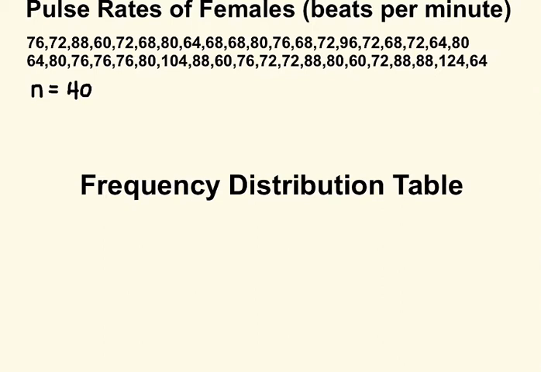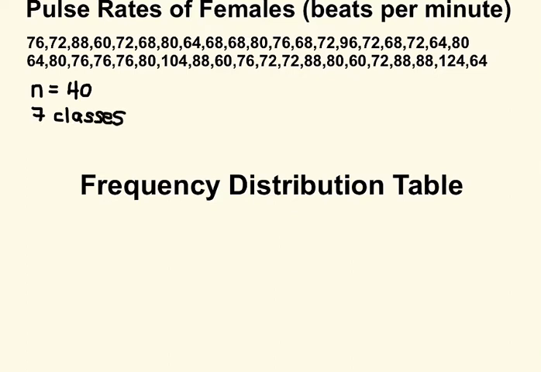So the first thing we do is subdivide this data into different classes. Now, when you're selecting classes, you have to decide how many classes you're going to have. And generally, you want to have between 5 and 20 classes. In this case, let's select 7. 7 will be our number, 7 classes. So we're going to have 7 classes in our distribution table.